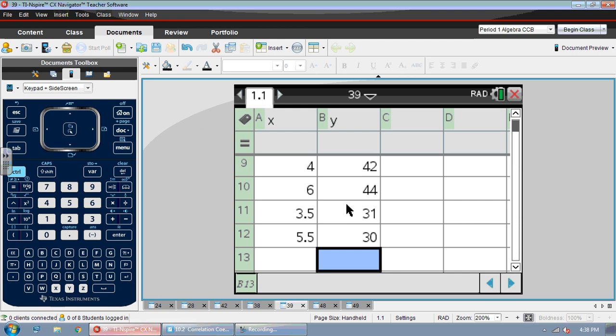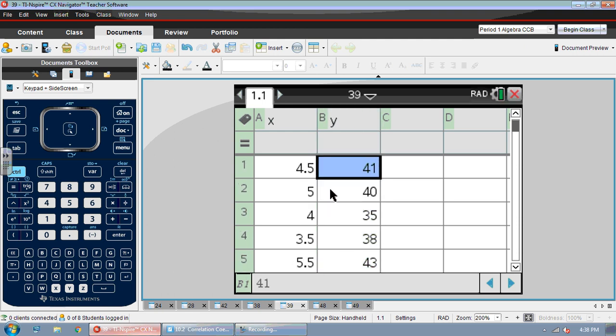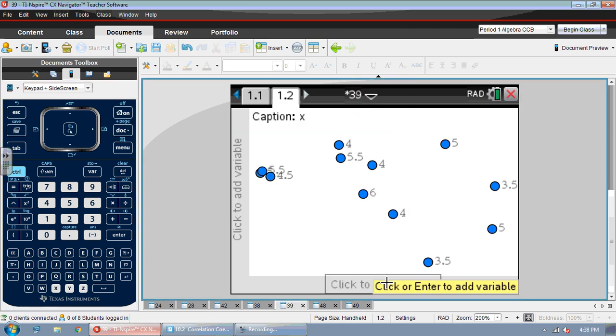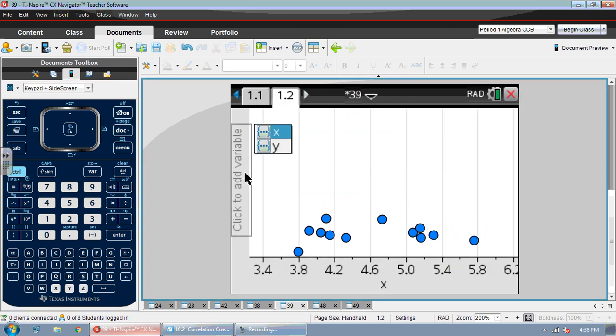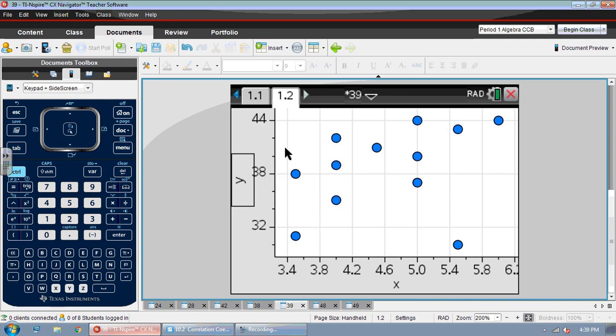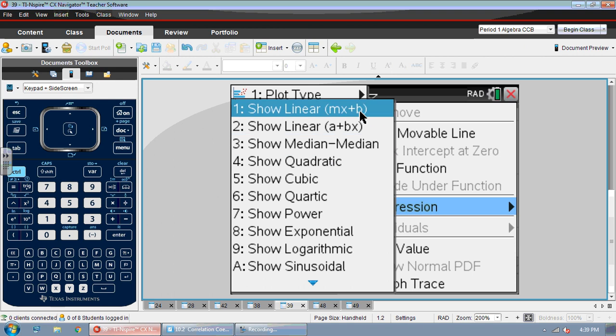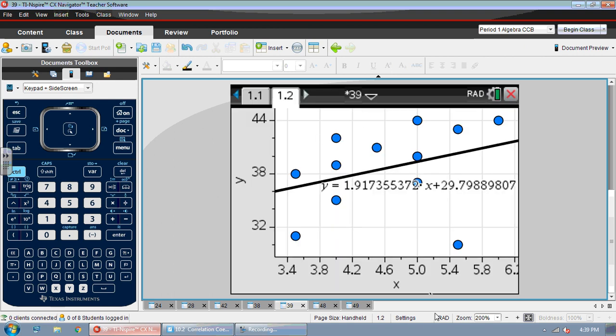So for 39, I've got all of my data put into the table, X on top, Y on the bottom. I need that regression equation, so Control Doc, Data and Statistics, X on the bottom, Y on the side. Ooh, that's kind of spread out there. All right, well, it still wants the equation, so Menu, Analyze, Regression. It told me linear. It throws a line down in the middle of all the data. Is it kind of close? Are all the points kind of close to that line?